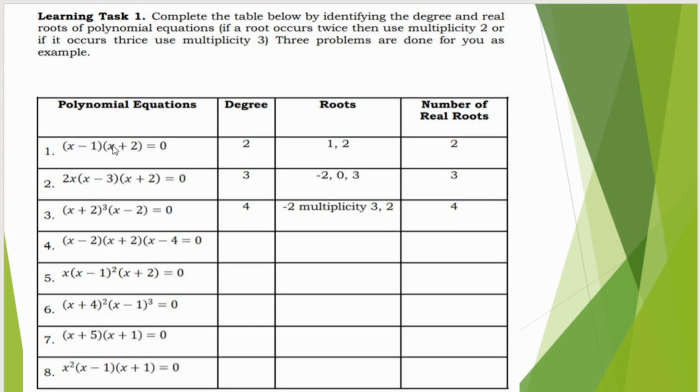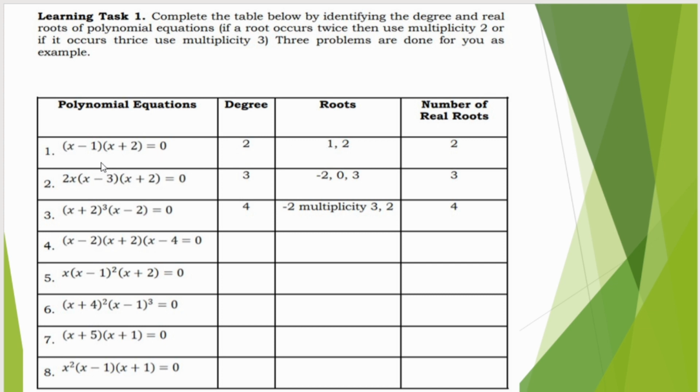So, if you're going to multiply x times x, that is x squared. So, ibig sabihin, ano ang highest exponent? So, ang highest exponent ay 2. That's why that is your degree. In here, you have x minus 1. X minus 1 equated with 0. So, transpose negative 1, it will be a positive 1. That is why x equals positive 1. That is the first root.